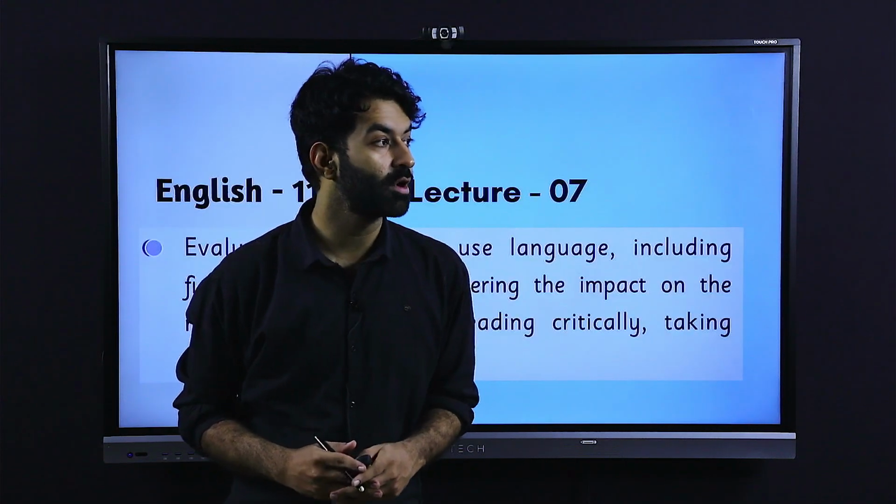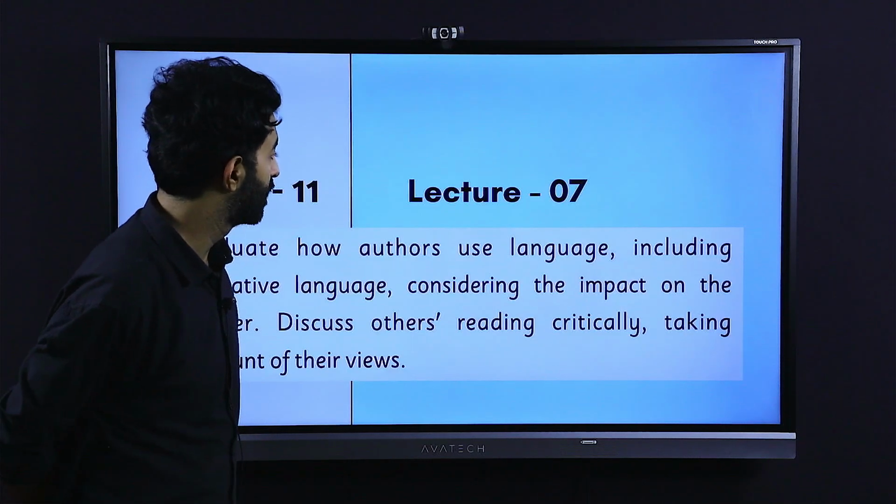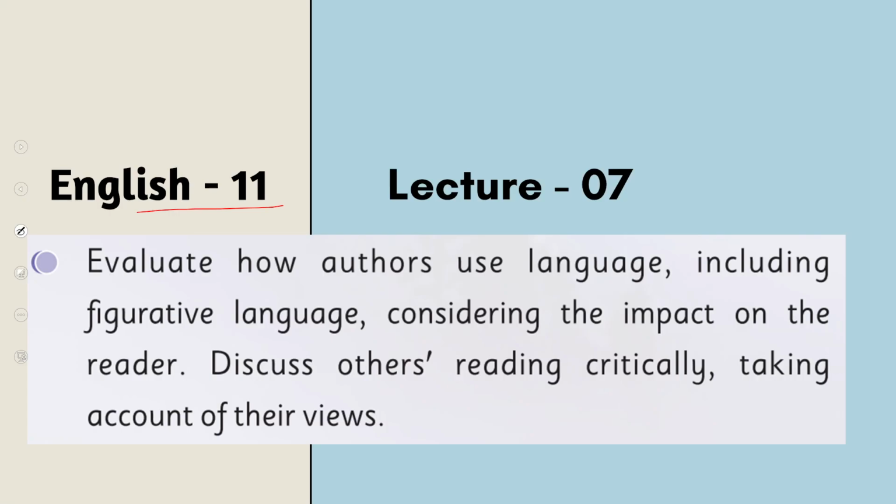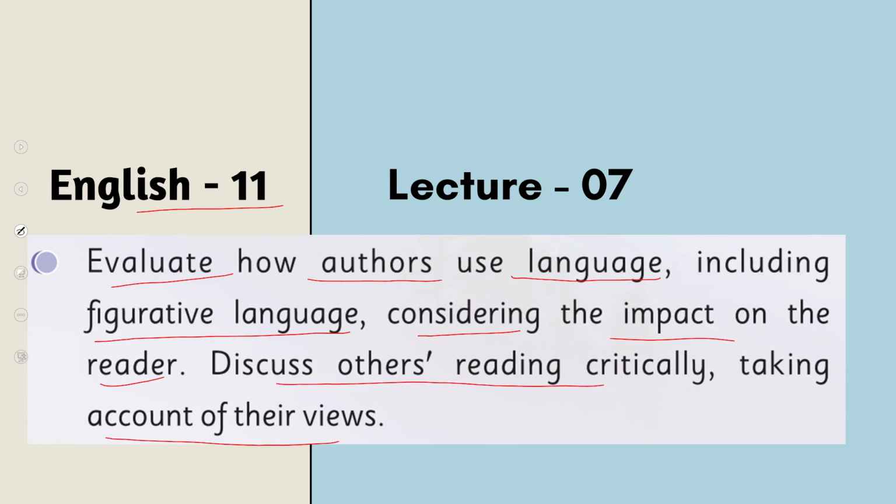Today we are going to cover yet another SLO of our English 11. This is our Unit 3's SLO and it will be called our lecture number 7. Let's read the learning outcome and see what we are supposed to learn and practically do today. So, evaluate how authors use language, including figurative language, considering the impact on the reader, and discuss others' reading critically, taking account of their views.